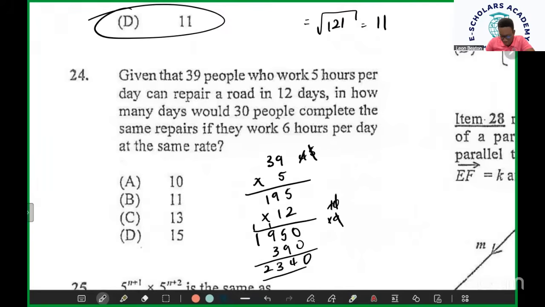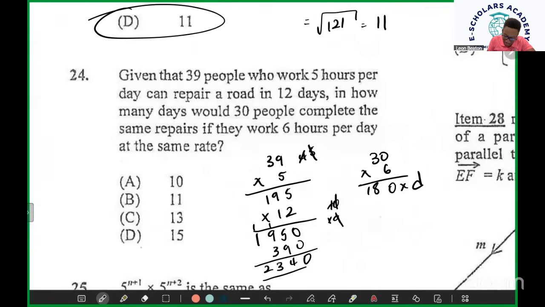So 2,340 is the amount of work that 39 people will do, 5 hours for 12 days. So they want to know how many days it would take 30 people to complete the work working 6 hours. So let's multiply 30 by 6. 6 times 0 is 0, 6 times 3 is 18. So when we multiply 180 by the number of days, we should get 2,340, because they said how many days to complete the same amount of work.